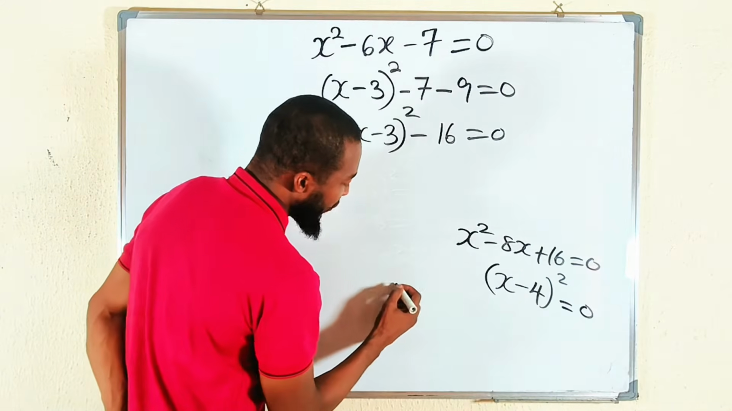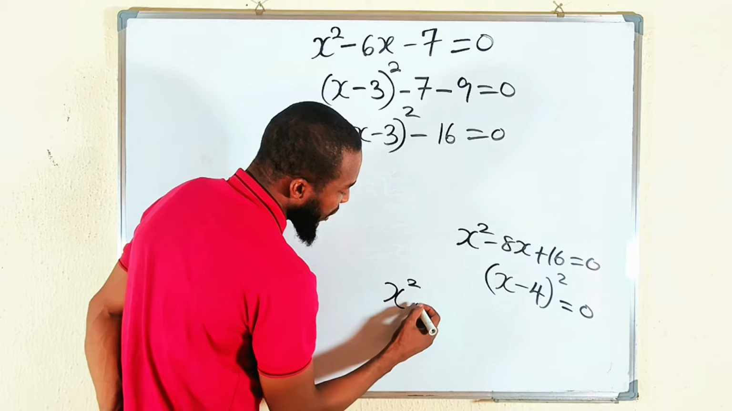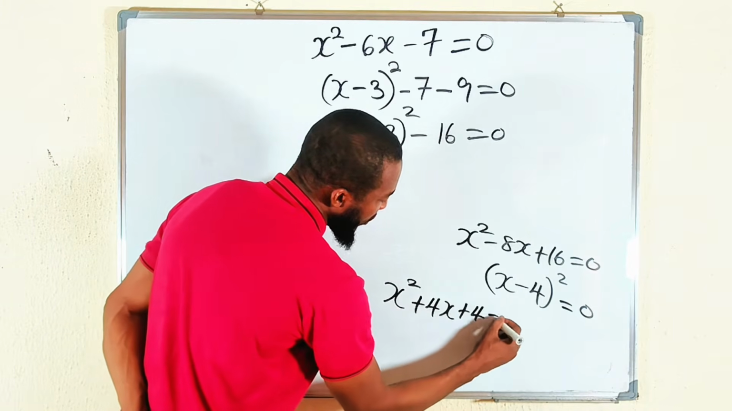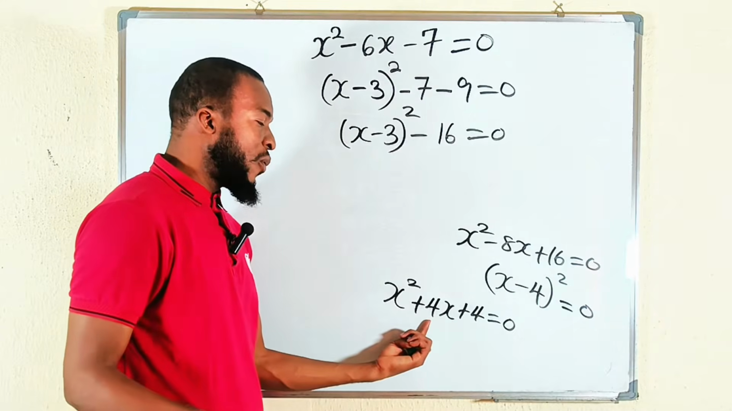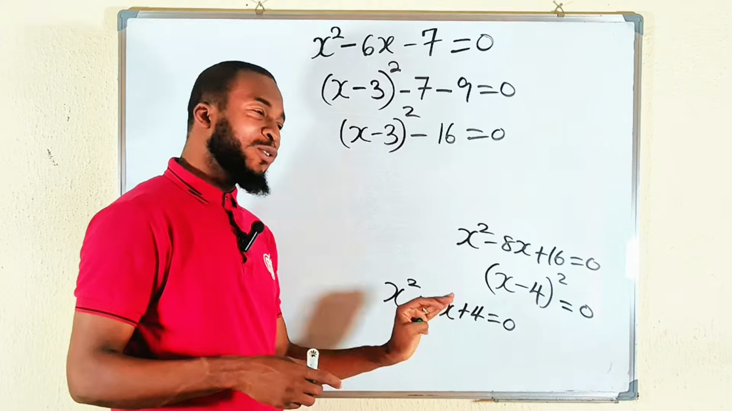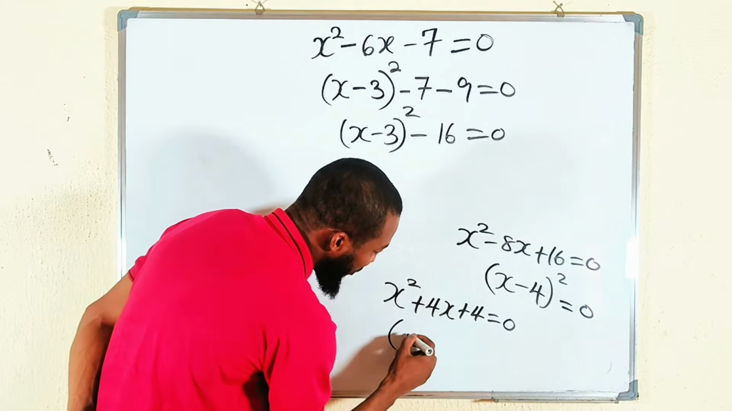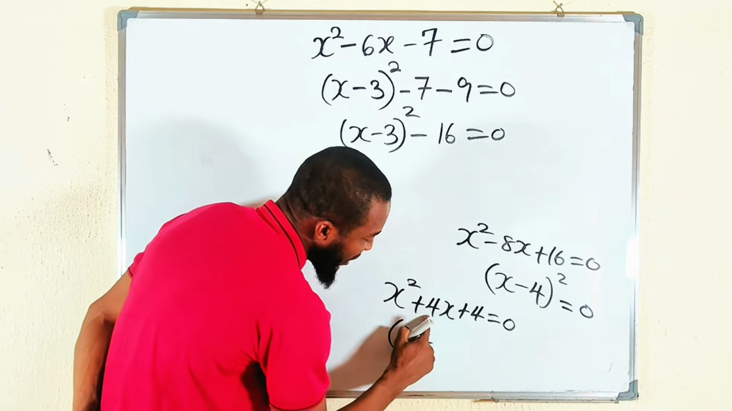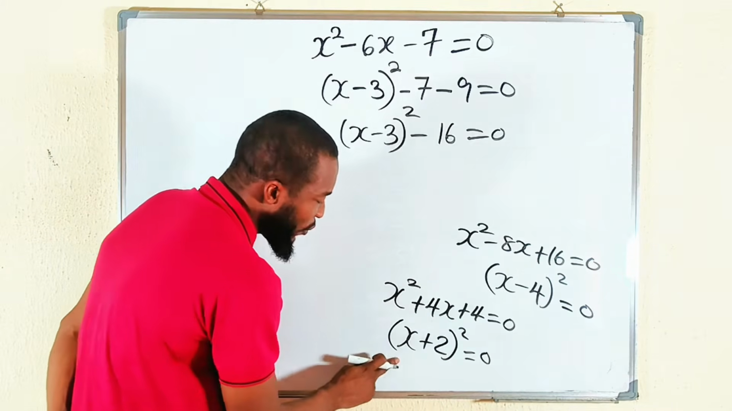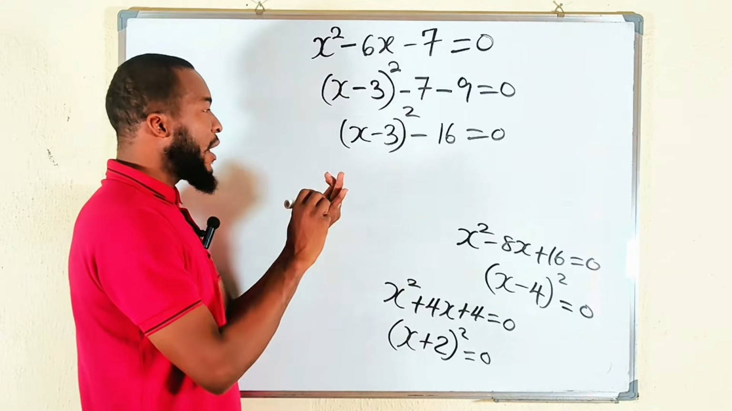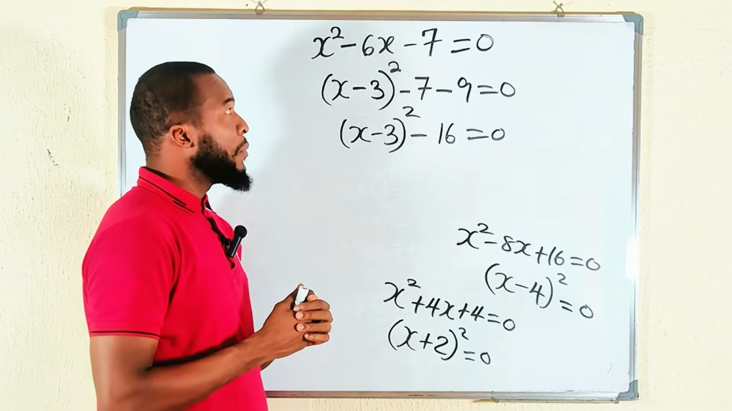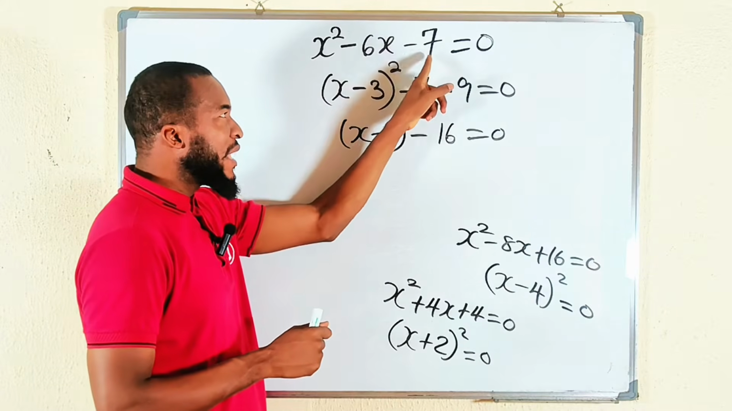Another example, like if you have x squared plus 4x plus 4 equals 0. Take half of 4, that will give you 2, and 2 squared is 4, which means that this is also a perfect squared expression, which is x plus 2, squared, equal to 0. This will give you this. But if you come here, half of -6 is -3, but -3 squared is 9, not -7.